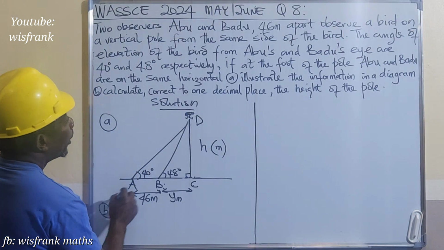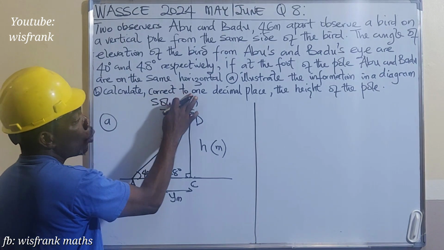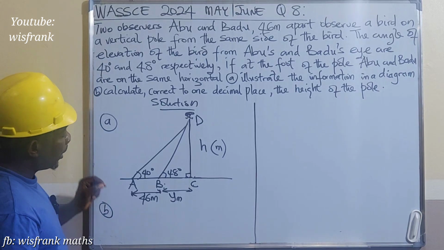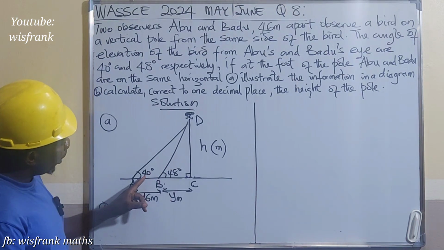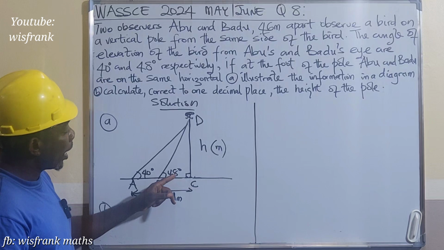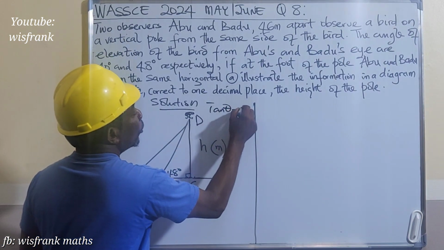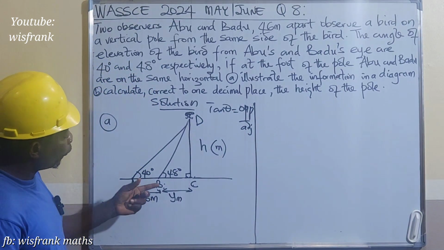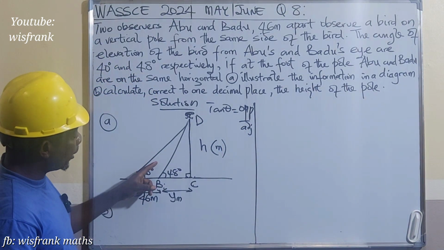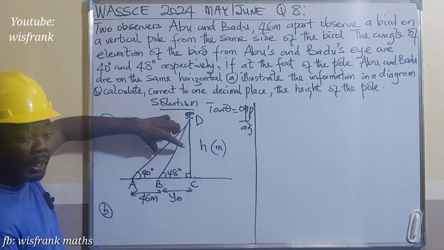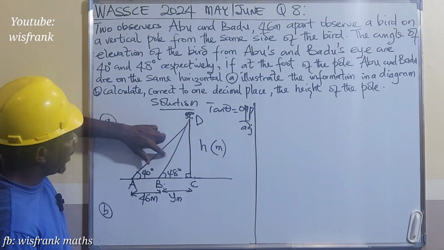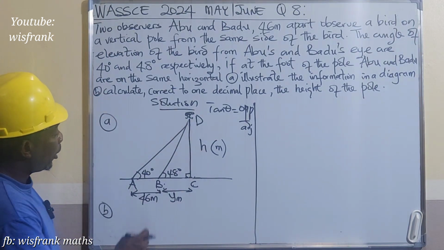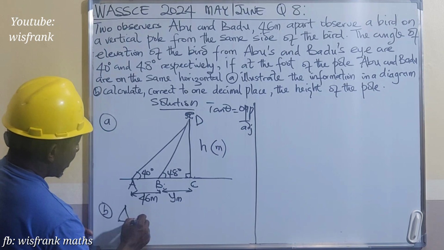Then B says we should calculate, correct to one decimal place, the height of the pole. How do we do that? From the trigonometric ratio, we have tan theta equals opposite over adjacent. This is what we are going to use. This diagram has two triangles, a bigger triangle and a smaller triangle. First of all, let us look at the bigger triangle, triangle ADC.